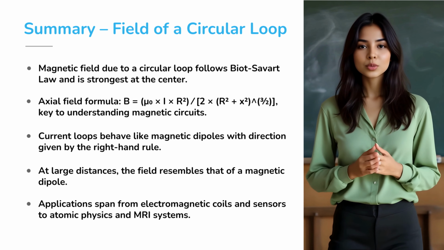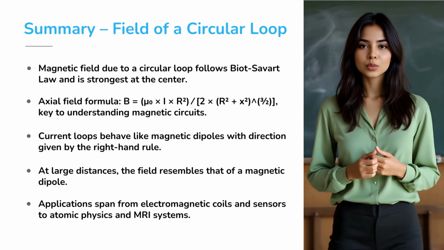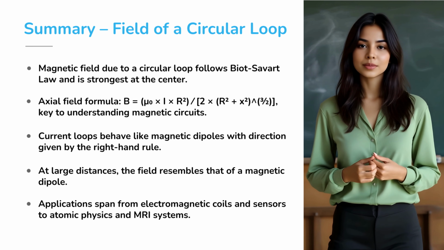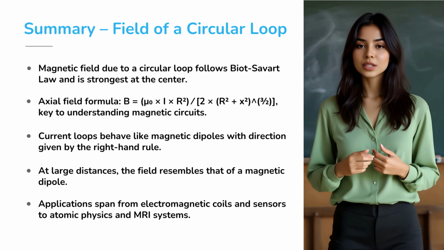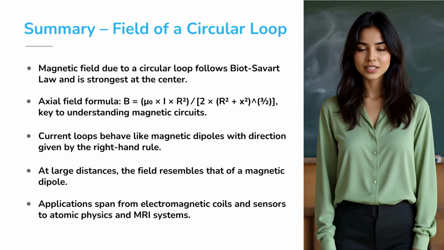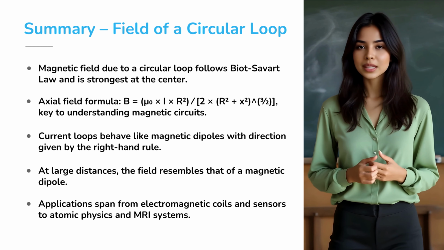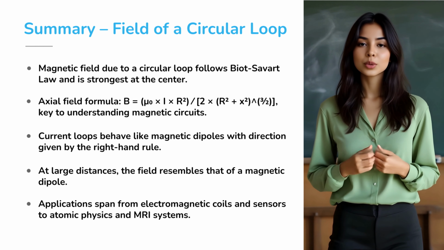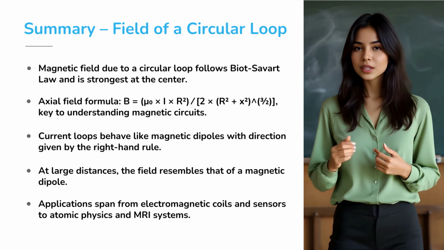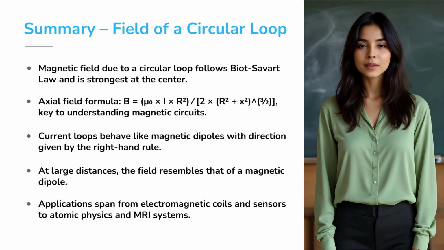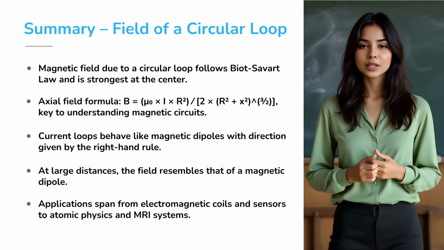Let's quickly revise what we've learned about magnetic fields from current loops. We began with the idea that a circular loop behaves like a tiny magnet. Using the Biot-Savart law, we derived the expression for the field on the axis of the loop. We saw how symmetry makes our calculations simpler and how the formula B equals mu naught I r squared over 2 times the quantity r squared plus x squared to the power 3 by 2 beautifully captures the magnetic field at any point on the axis. We also learned that a current loop acts like a magnetic dipole and how this concept appears in real life, from electromagnets to MRIs to atomic physics.